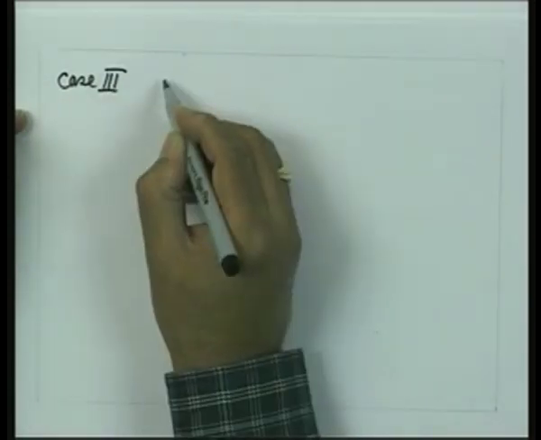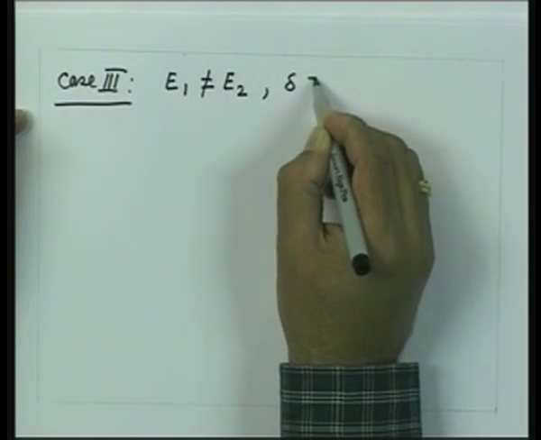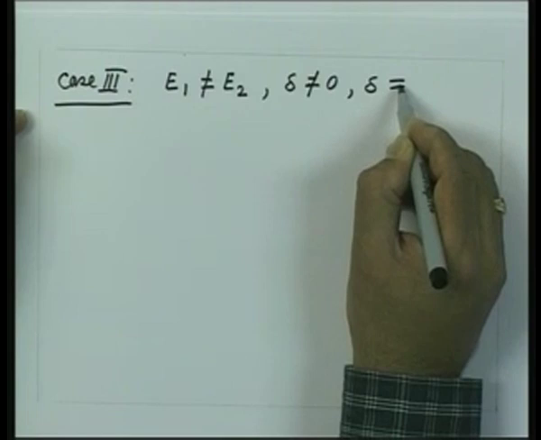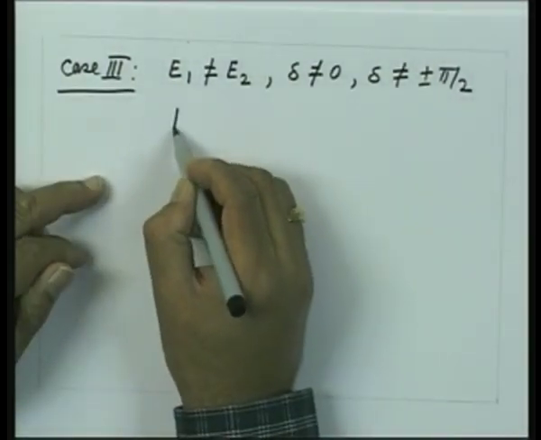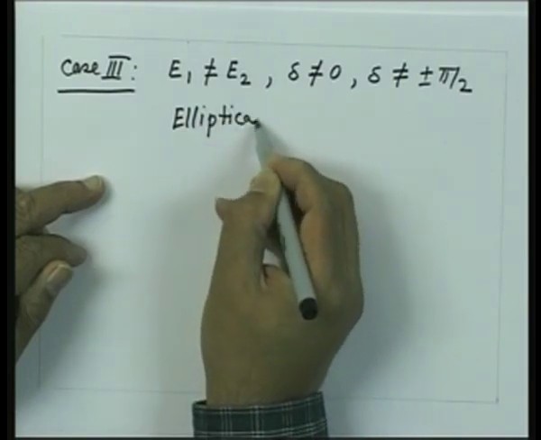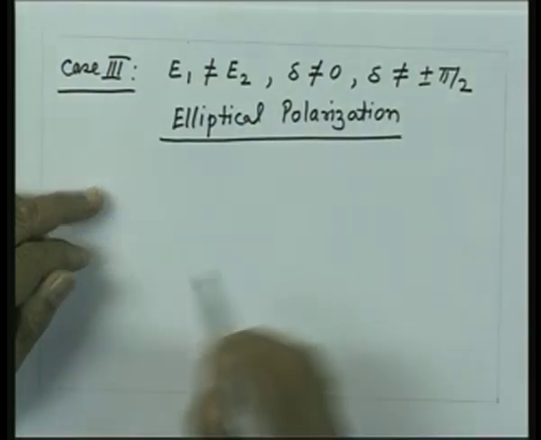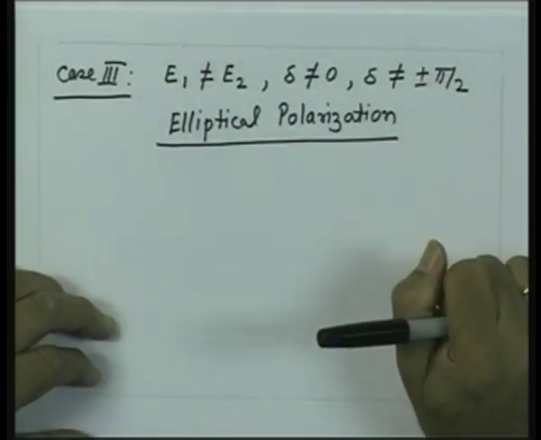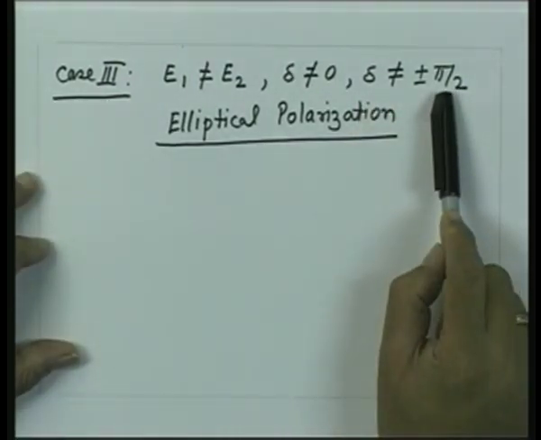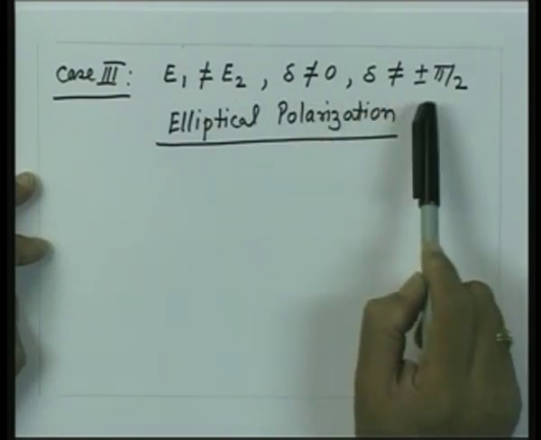So, the third case, which will be the general case, where E1 is not equal to E2, delta is not 0 or delta is not equal to plus minus pi by 2. In this case, we will have in general the elliptical polarization. Again, as far as the sense of rotation is concerned, the argument which we had in case of the circular polarizations is valid. That is, if delta is positive, then it will have a sense of polarization which is left handed. If delta is negative, then we will have a sense of polarization which is right handed.